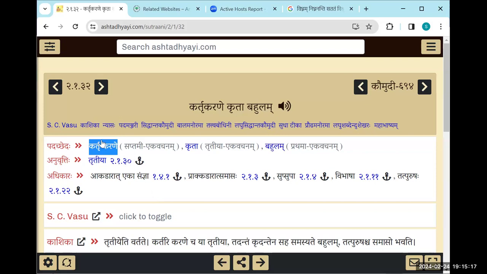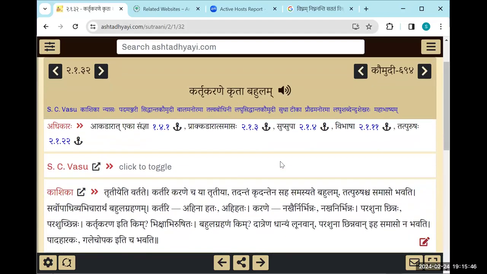Okay. Now, Kartrakarane, Krita means Kridanta, along with the Kridanta. These two combine. Now he says, why did the sutra say Kartrakarane? Because other Tritiyas are not admissible, to restrict it only to Kartari Tritiya or Karane Tritiya. Therefore, here he will give an example and say, look, why did he say Kartar Karana? Why? He says, because Bhikshabihi Ushitaha.